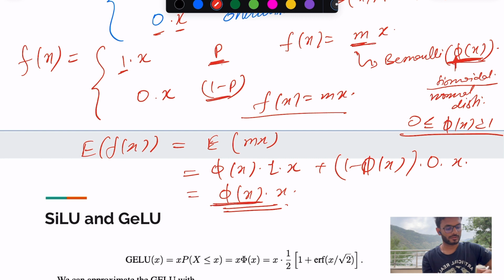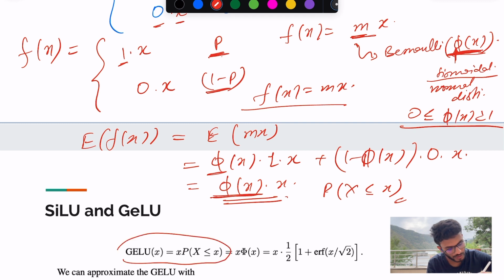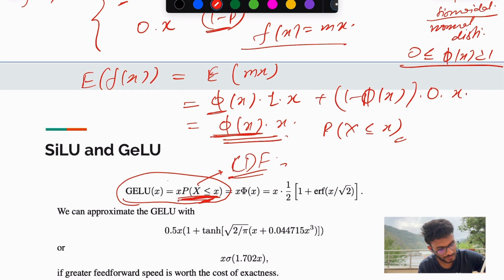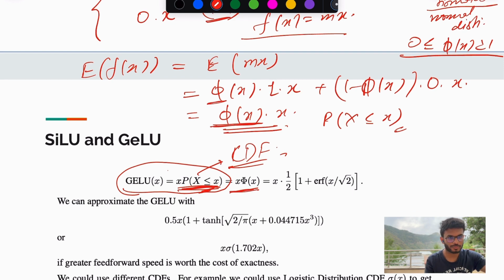Now what is this phi of x? Phi of x is basically the probability that a random variable is less than or equal to x. So this is the distribution function of the normal distribution. This is where the definition of GELU comes into the picture. GELU of x simply becomes x times the probability of a variable being less than x, which is, sorry, not the PDF, I'm sorry, this is the cumulative distribution function, the CDF. So this becomes x times phi of x, and this CDF can be approximated. We can use certain approximations to calculate this CDF, and that forms the definition of GELU.